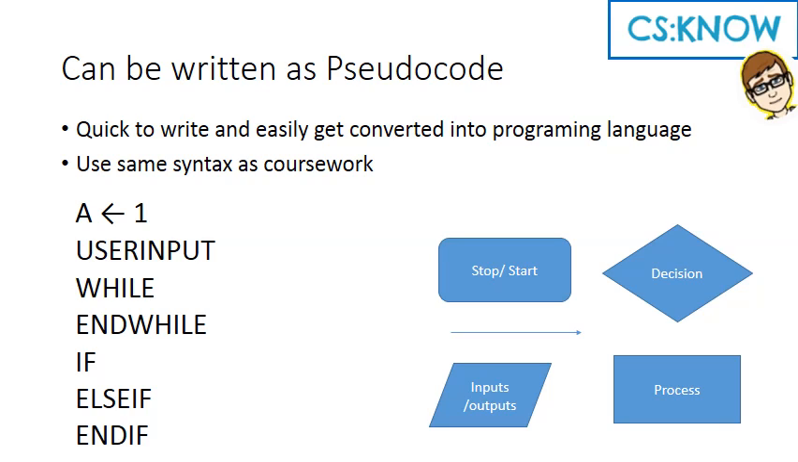In a flowchart, we've got certain symbols we have to use for our stop start, our diamond for a decision, our inputs and outputs, and a process is a rectangle. Inputs and outputs, that's a parallelogram. There we go, that's the word.